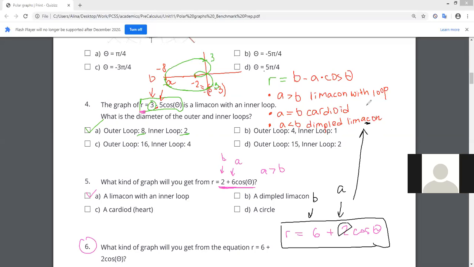That's called limaçon. I actually don't know what. I think it's French because whenever you spell it in the textbook, this c will be written with a cedilla. I don't know how to spell it or how to pronounce it, but I think it's limaçon. So this will be a dimpled limaçon.